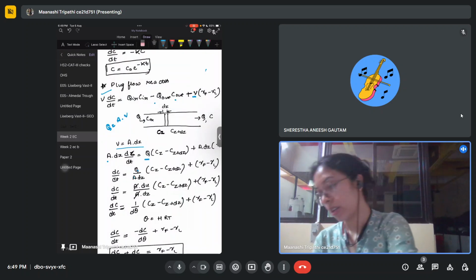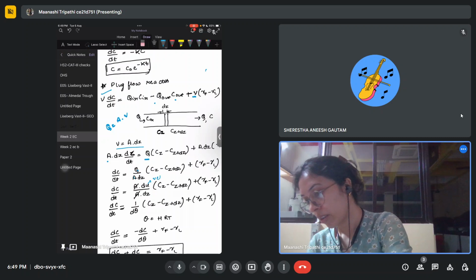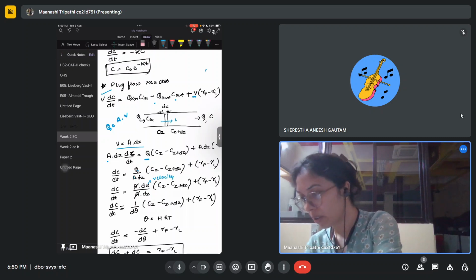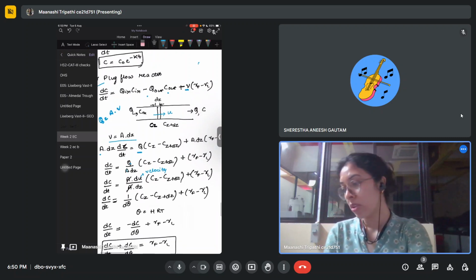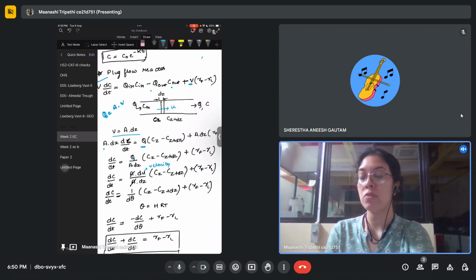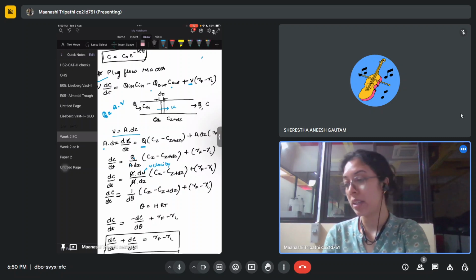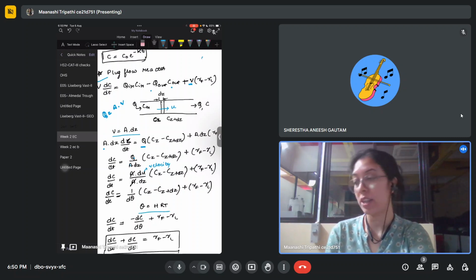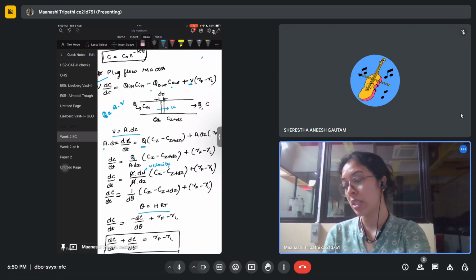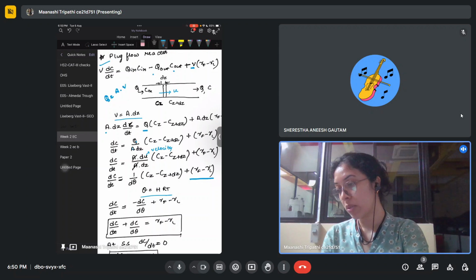Vu is velocity here. So du by dz is what? 1 by d theta. Theta is what? Hydraulic retention time, HRT. So dc by dt is equal to 1 by d theta, Cz minus Cz plus delta z, plus rate of formation and rate of loss. So dc by dt is equal to dc by d theta.